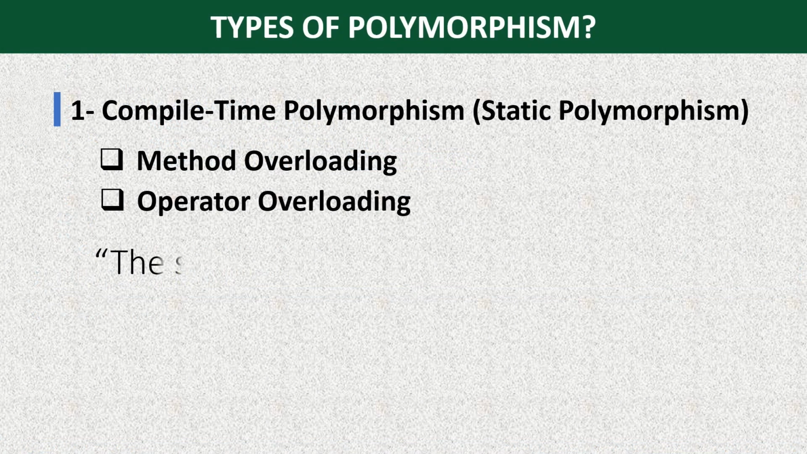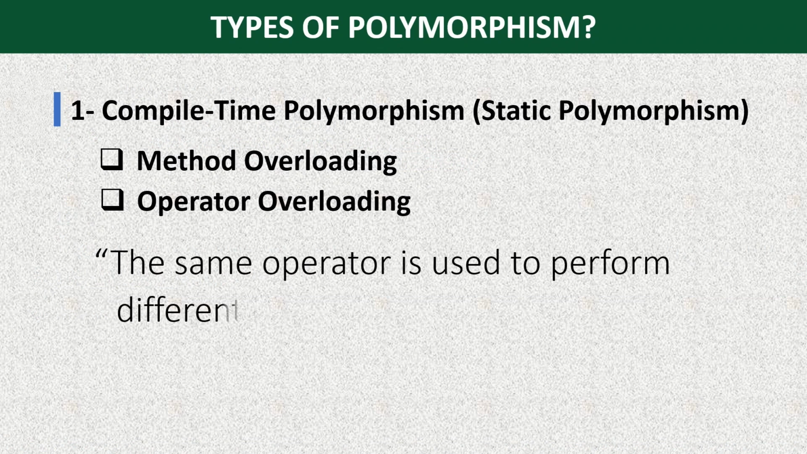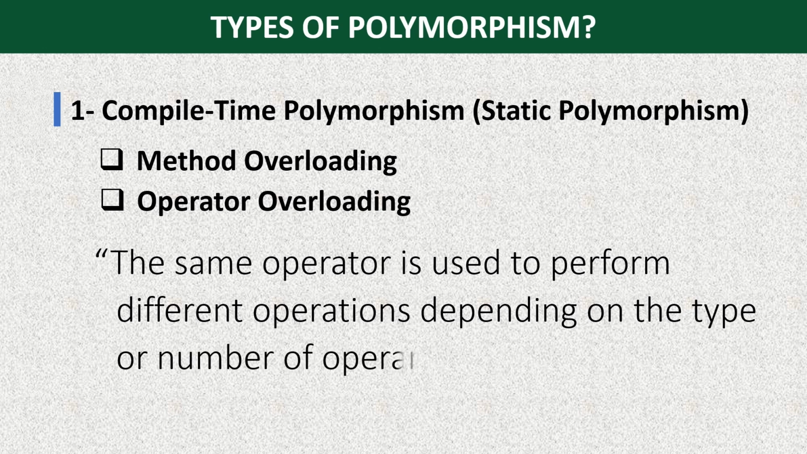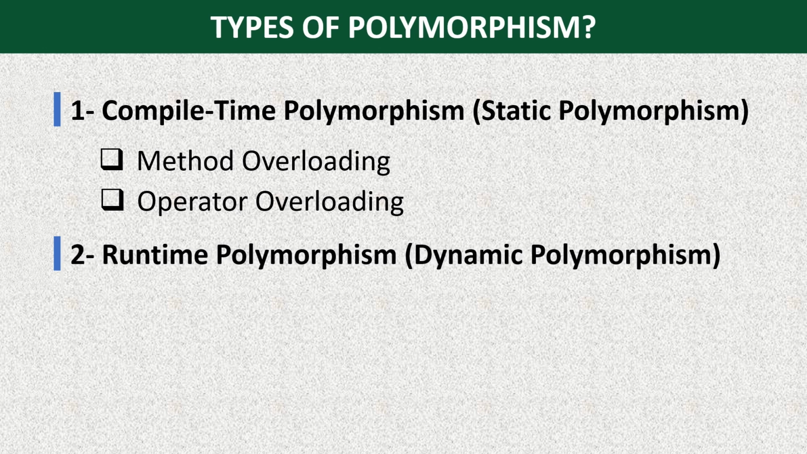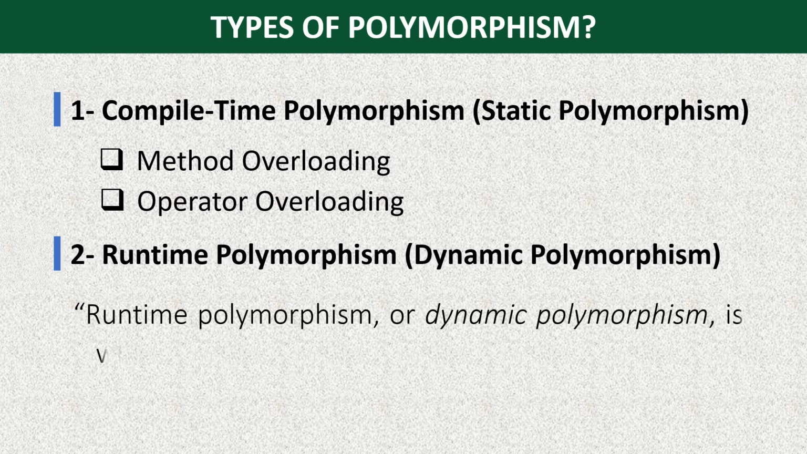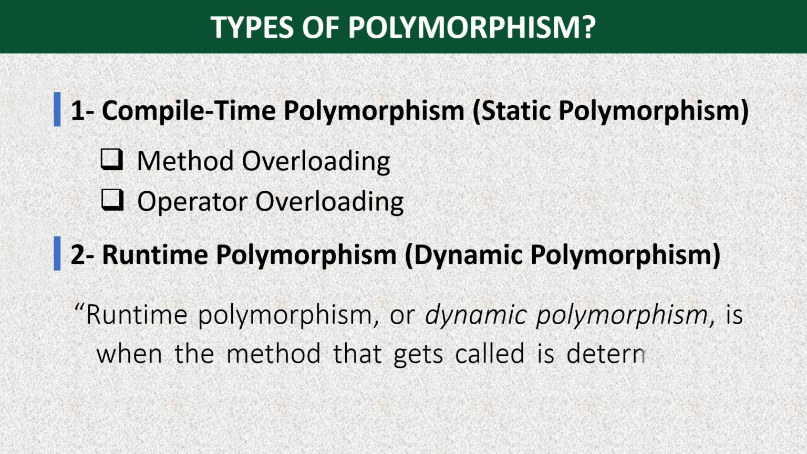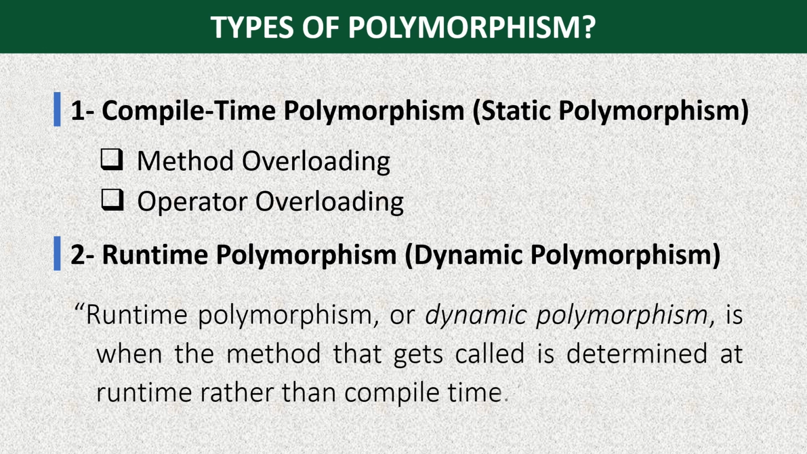The second overloading type is operator overloading. The same operator is used to perform different operations, depending on the type or number of operands. The second type of polymorphism is runtime polymorphism, or dynamic polymorphism. Runtime polymorphism is when the method that gets called is determined at runtime rather than compile time.